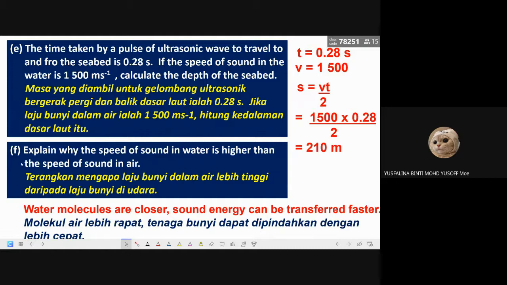For part F, you have to explain why the speed of sound in water is higher than the speed of sound in air.